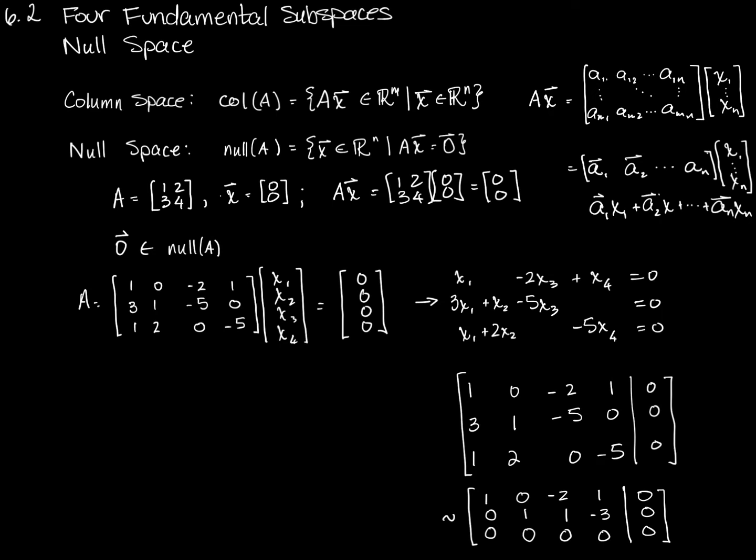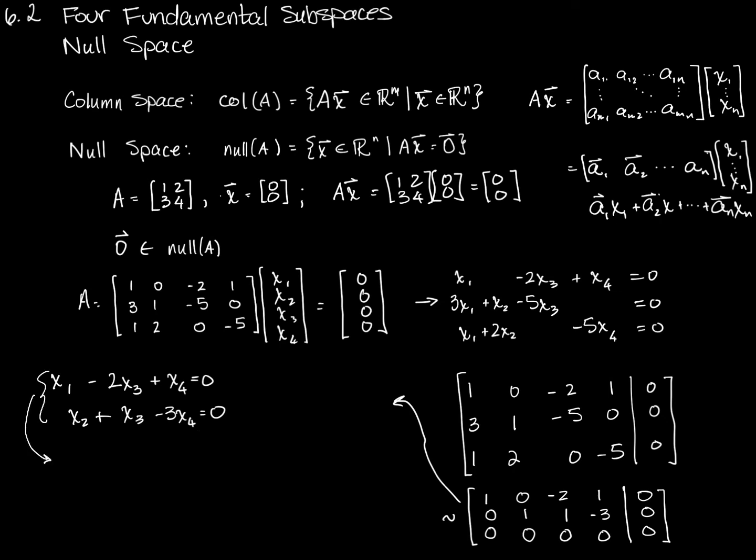So if I take this form and go back up here and write this as a system, I would have x1 minus 2x3 plus x4 equals 0, and x2 plus x3 minus 3x4 equals 0. And in both of these, I have an x3 and an x4. So I'm going to solve this equation for x1, and this equation for x2. Just do that next.